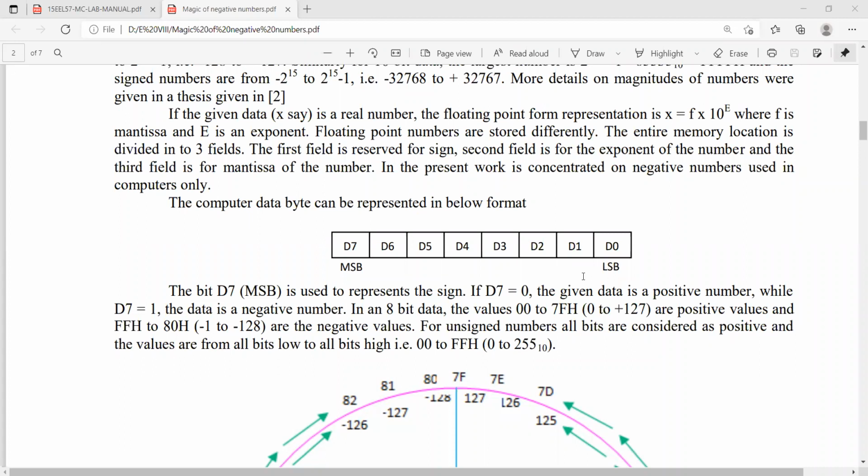Suppose the same number is represented in this fashion. For zero, all the bits are 0, that is 0, 0. If all the bits are 0 except this one, which is 1, that is 0, 1. In the same way, if it is a negative number, we can keep 1 here, and that can be taken as a negative number.